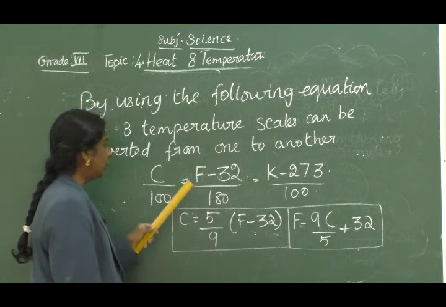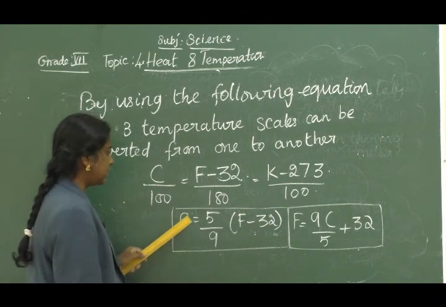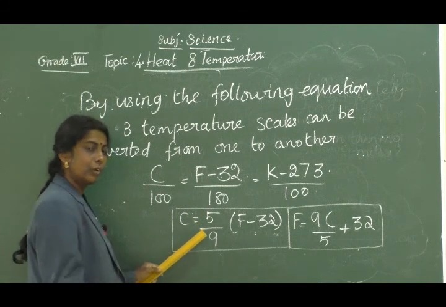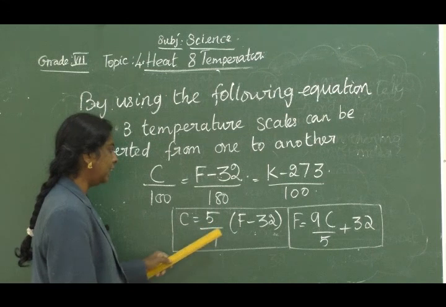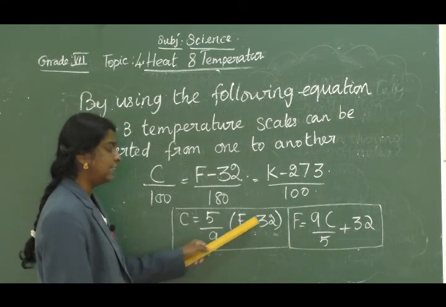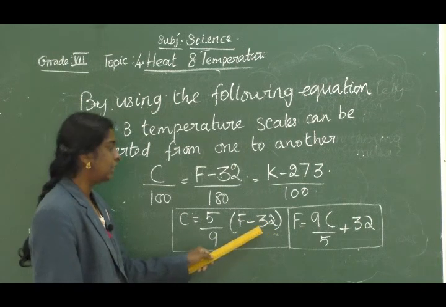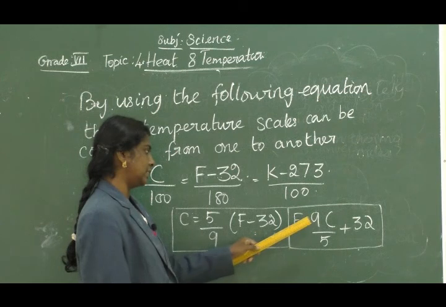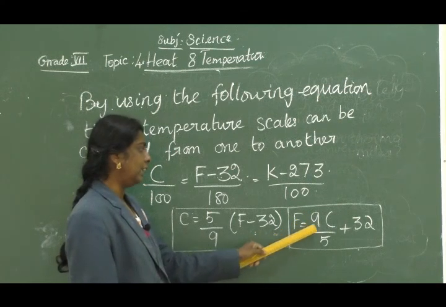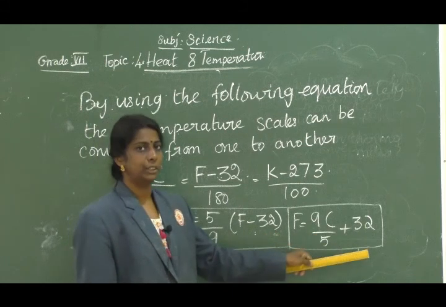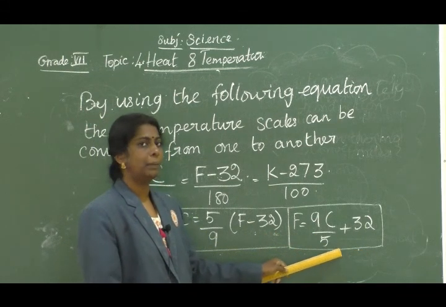Clear? So now to find the Celsius from the Fahrenheit, the formula is C equals 5 by 9 into (F minus 32), where F is Fahrenheit. Clear? And to find the Fahrenheit from the Celsius, the formula is F equals 9C divided by 5, plus 32. Clear? So let us apply the formula.